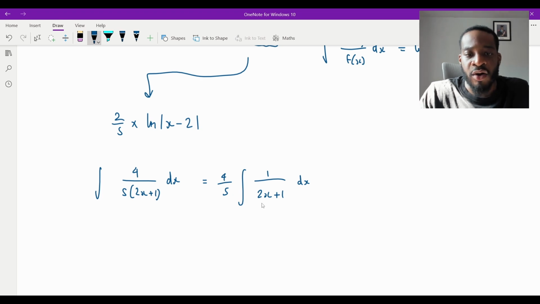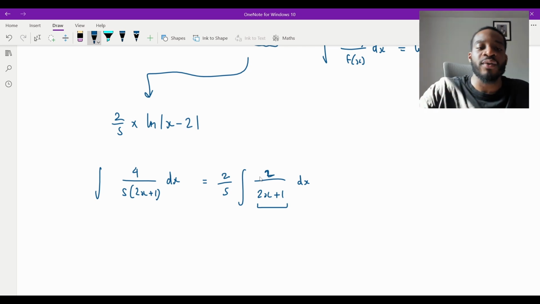However, because when I differentiate 2x plus 1, I get a 2, if I had a 2 there, that would be very convenient. But I can put a 2 there because there's a 4 here. Two 2's are 4. So I could put a 2 there, and that would mean I would get a 2 there as well. And that is the exact same thing, because that 2 can come outside as well to make 4/5. So this is the exact same thing.